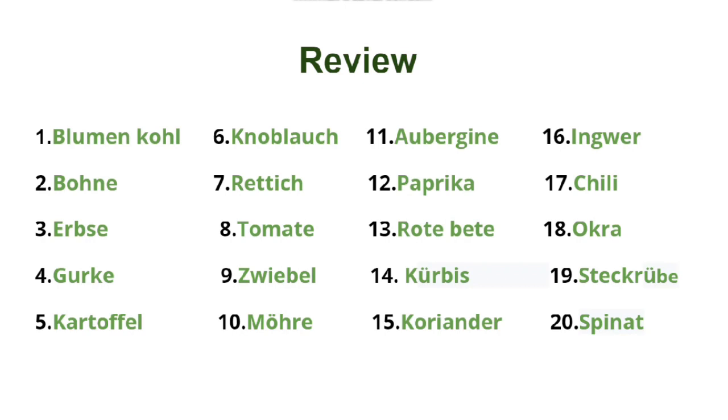13th is Rote Beete. 14th is Kürbis. Here U with umlaut gives the sound of double U, that's why it is called Kürbis. 15th is Koriander. Here you can see R gives the sound of L, that is for Koriander. A gives the sound of A, that's why it is called Koriander.